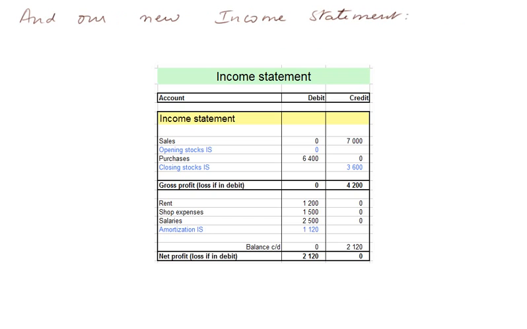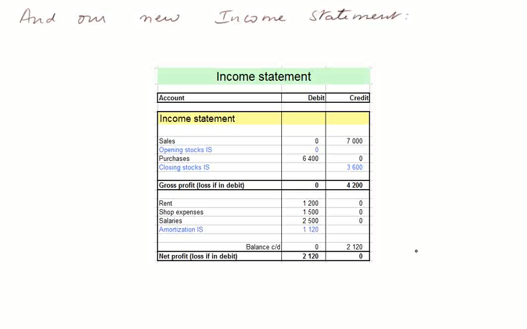And our new income statement now is complete. We have the adjustments for stocks that we saw before, and we have this adjustment for amortization. So this is a charge which is called a non-cash charge. We shall see that later. So the sales were 7,000 and the loss of the year is 2,120.